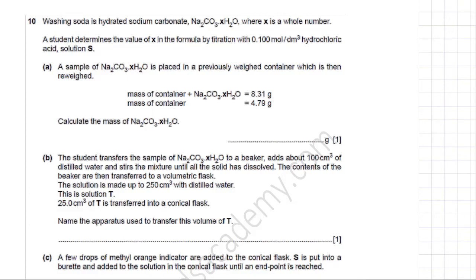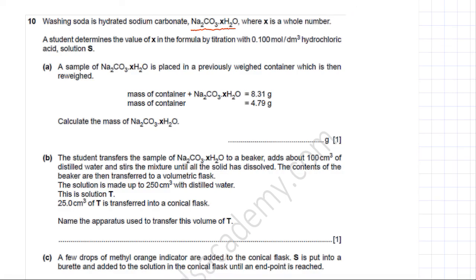The following moles and titration question, taken from an ATP O-levels past paper, deals with finding the water of crystallization, which is X in this hydrated salt. So you need to find the water of crystallization. The question says you're given washing soda, which is hydrated sodium carbonate. This is the ingredient in which you have to find this value, where X is given as a whole number.